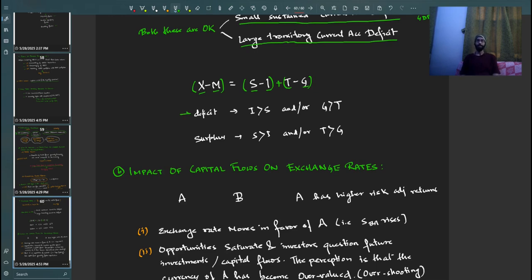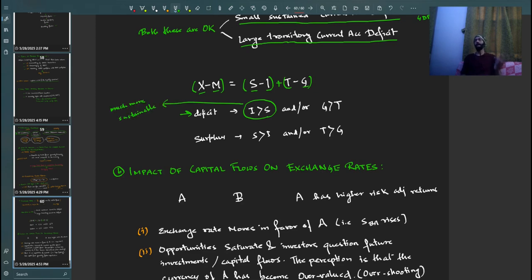Here deficit occurs at what time, friends? When X minus M will be negative, and X minus M will become negative when either investments are overtaking the savings and profits, or the governments are spending more than they are earning, or both are happening together. That is when deficits will happen. Now, investments being more than savings is much more sustainable than government spendings being more than government earnings. This is much more sustainable.